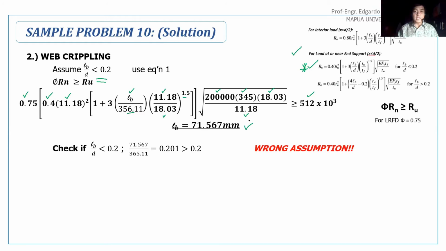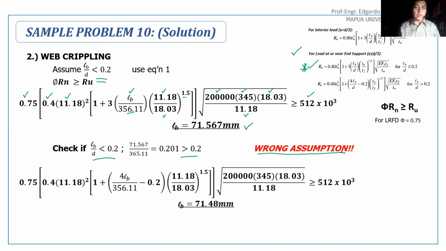After having that L sub B, we verify our assumption if it is really less than 0.2. Yung LB over D natin, chinek natin. Unfortunately, greater than 0.2 siya. So therefore, we made the wrong assumption. So therefore, we have to change the formula used for R sub n. Instead, we have to use the second formula for R sub n, yung pangalawa, yung huling equation natin.